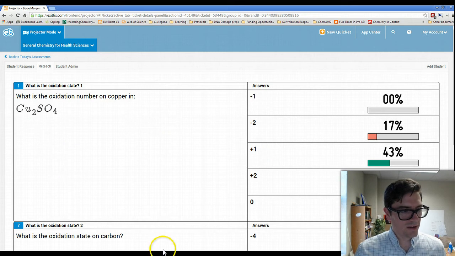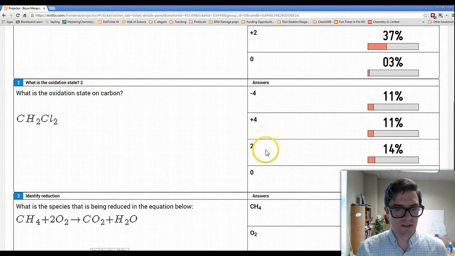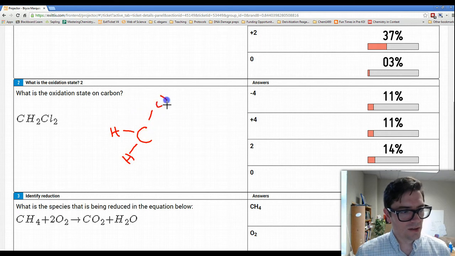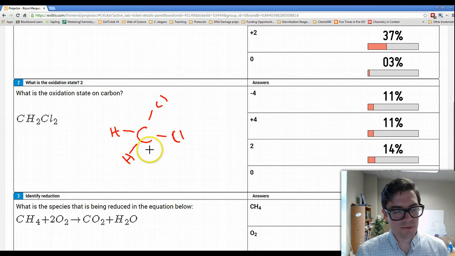Alright, so let's move down to this next one. I think it looks like most people got this one, but I know some people talked to me about it and were a little confused. And the key with this one is to make sure you get the Lewis structure right. So we call this methylene chloride.